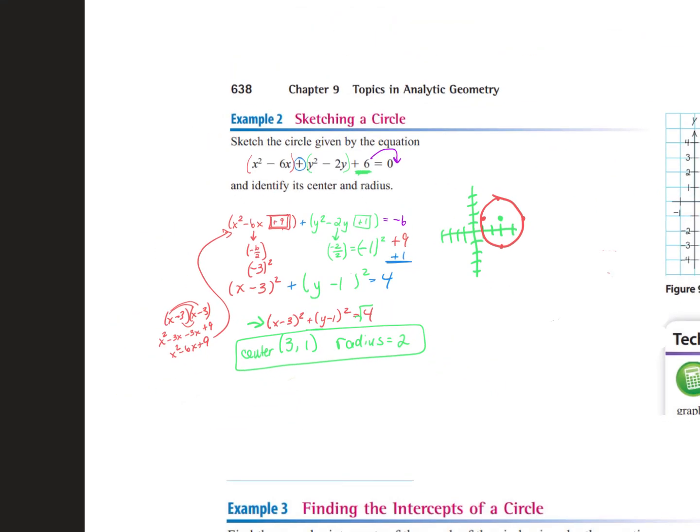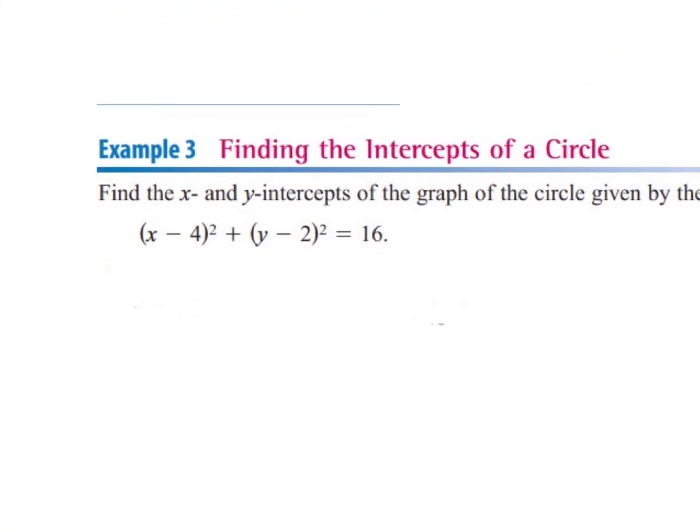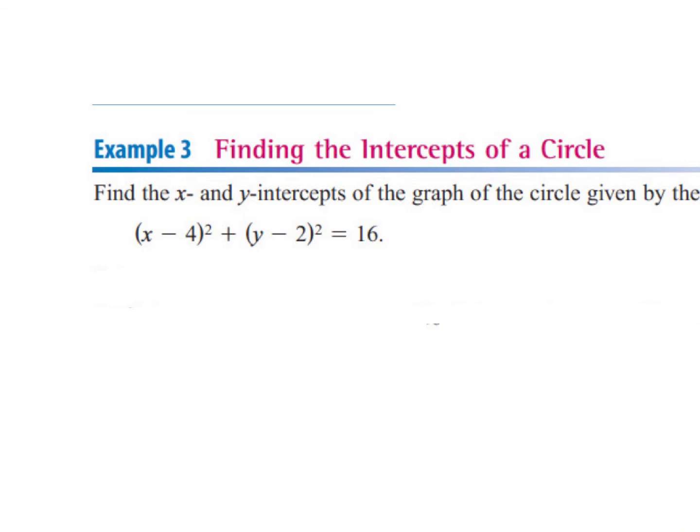Okay, we're going to find intercepts. What does that mean to find intercepts? Where the graph crosses what? The x and the y, right? How do you find intercepts? You plug in 0, right? If I want to find the y-intercept, I plug in 0 for x.